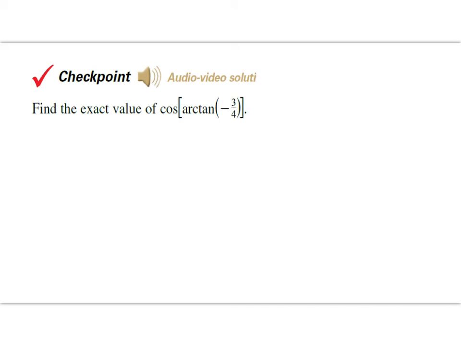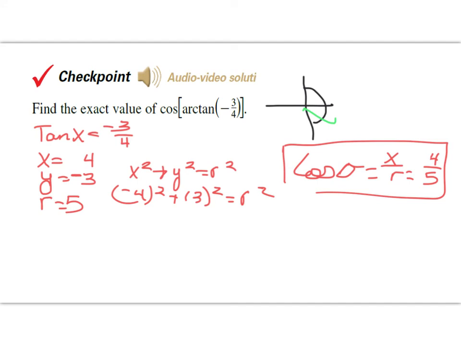Just think about the inside, find your values, figure out what quadrant you're in so you know what your values are. Come back when you're ready. So your answer is 4/5. Again, you had to figure out where you're at so that you know which value is negative. And remember that the tangent is restricted between -pi/2 and pi/2.